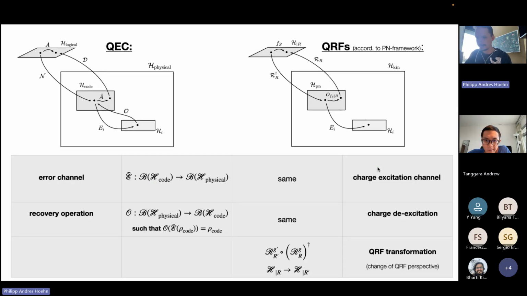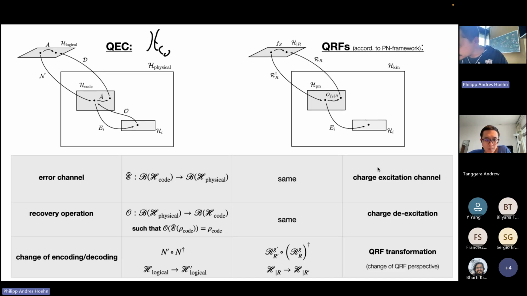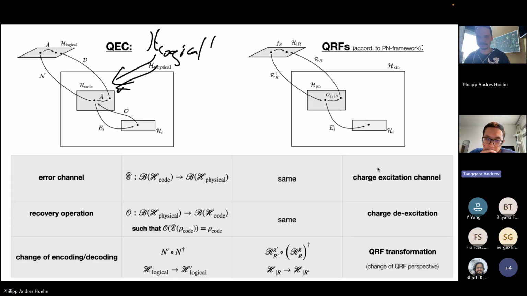So this is basically what I wanted to say here on the next slide. You can think of this as having a second H_logical here, prime, and then you encode it in different ways. Okay, I see. But you're still encoding to the same subspace? Yeah, so you don't change H_physical, you don't change H_code, but you basically decode to a different logical space.